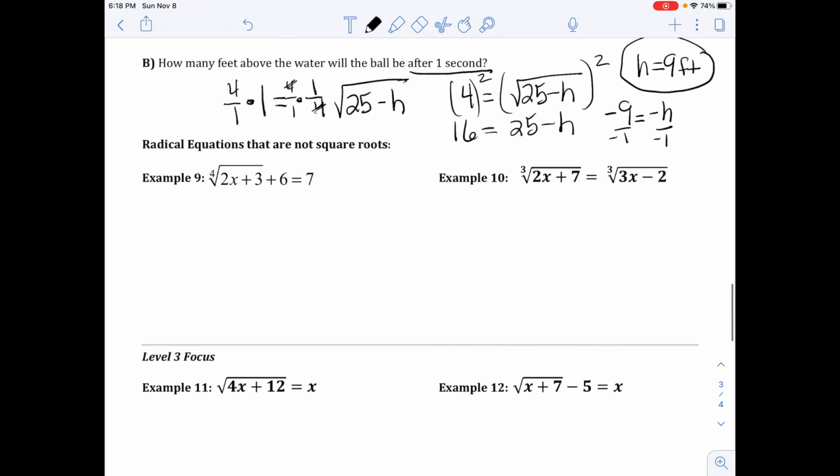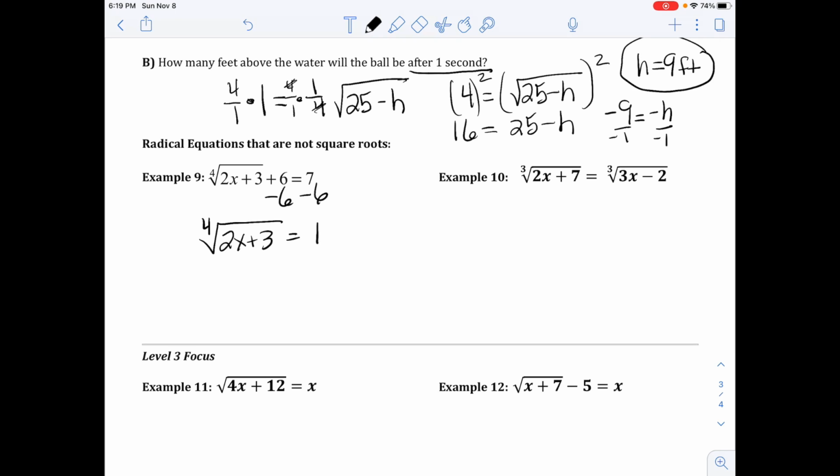All right, radical equations that are not square roots. So all the ones we've done so far have been square roots. What about ones that aren't square roots? What do we do? We follow the same steps up until the part where you square both sides. So again, we begin by isolating the radical. So that will be the 4th root of 2x plus 3 equals 1.